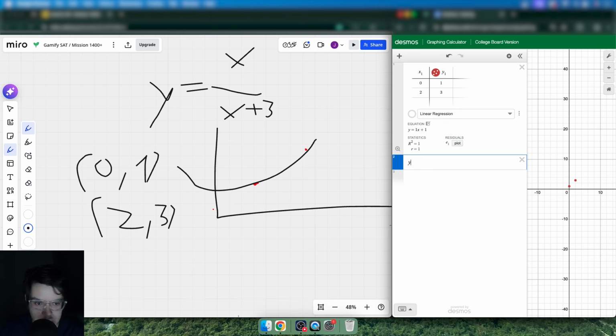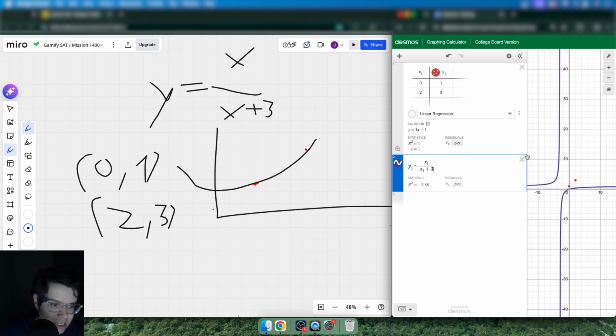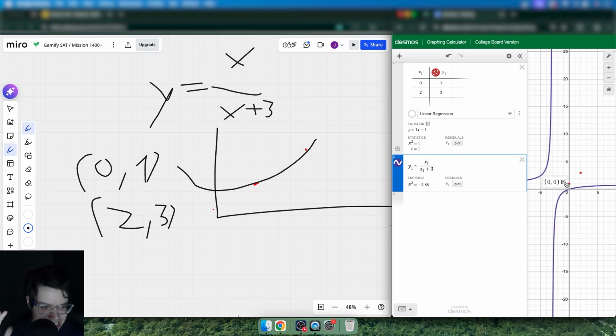So I can just say here for this one, y1 tilde, so we use the exact same regression stuff as before, x1 divided by x1 plus 3. And we see here it doesn't exactly match up. There's not an exact place where this goes through those 2 points. That makes sense because it's literally a random equation, but theoretically, by writing in your manual thing, it should go exactly through those points.